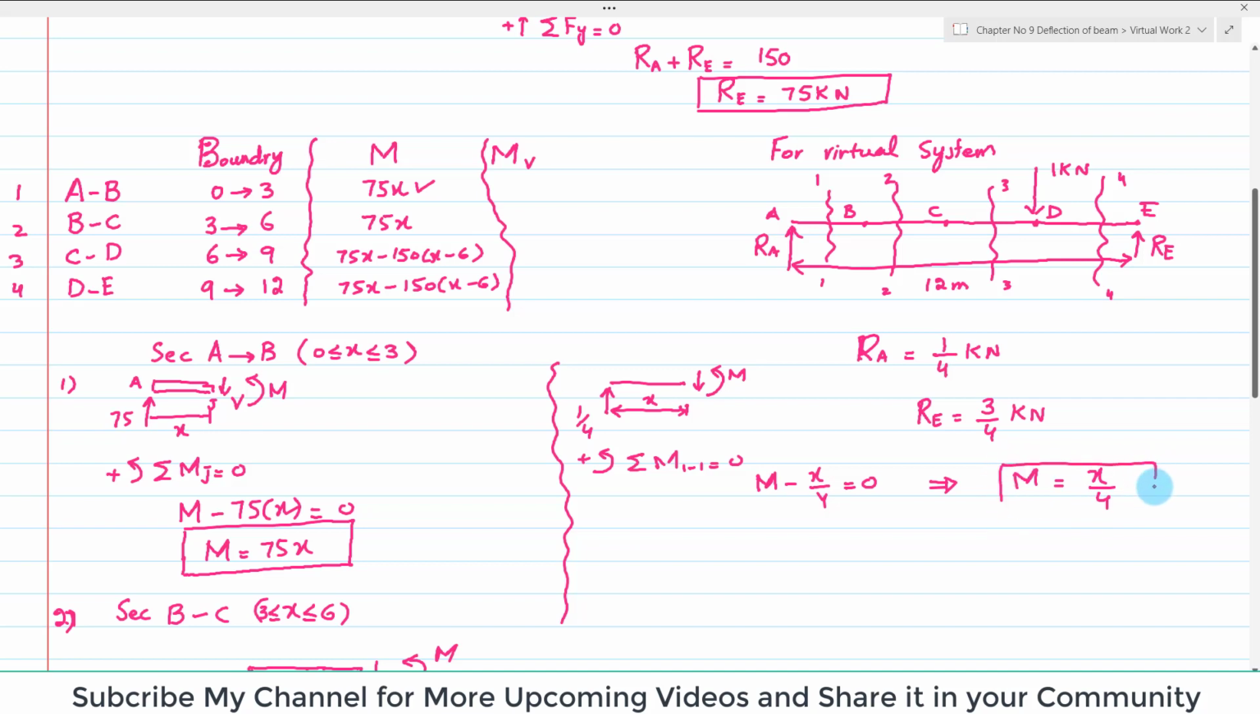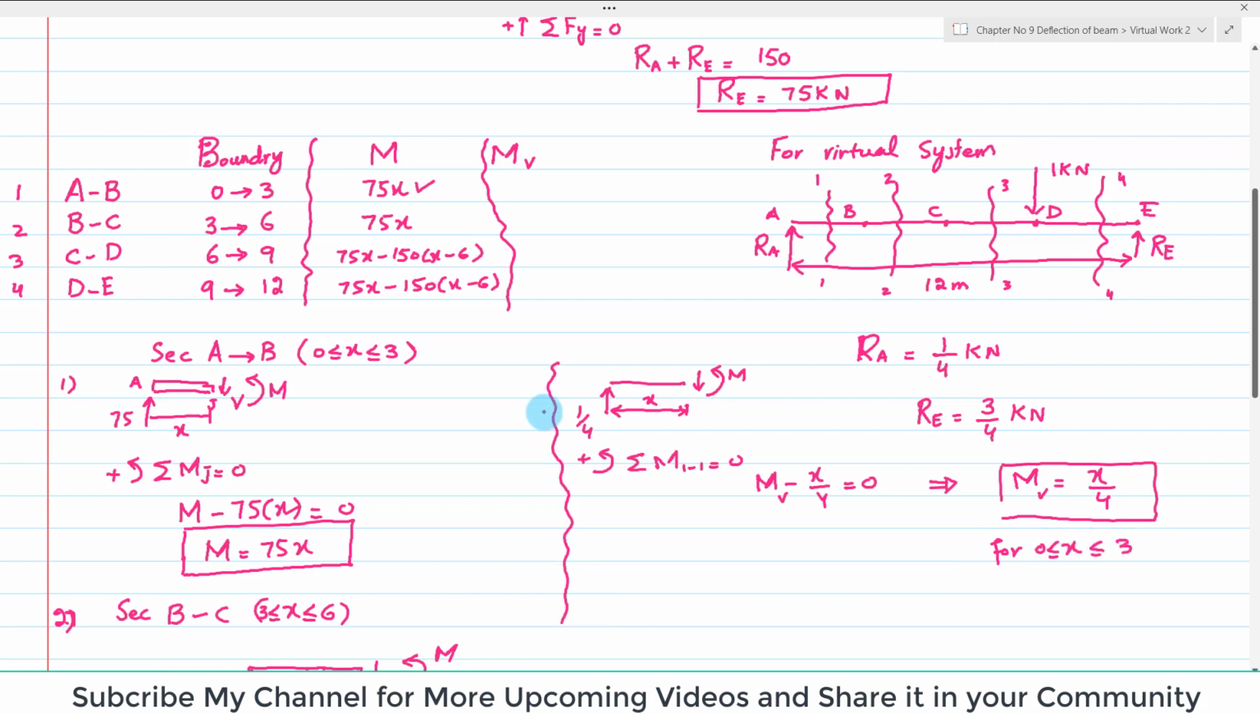But note that this is the virtual moment, so I will write MV. The virtual moment for this section from A to B is valid for X greater than or equal to 0 and less than or equal to 3.